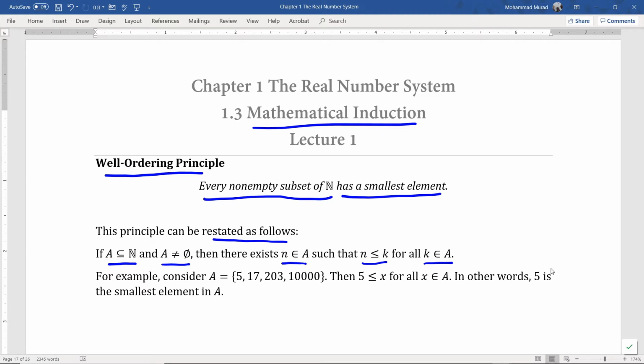For example, consider the set A, a subset of the set of natural numbers. Then we see that there exists a 5 which is smaller than x for all x in A. In other words, 5 is the smallest element in this set. So every non-empty subset of the set of natural numbers contains a smallest element.